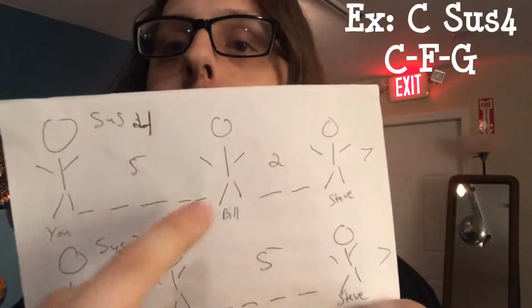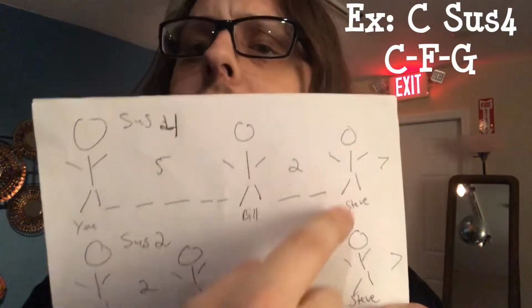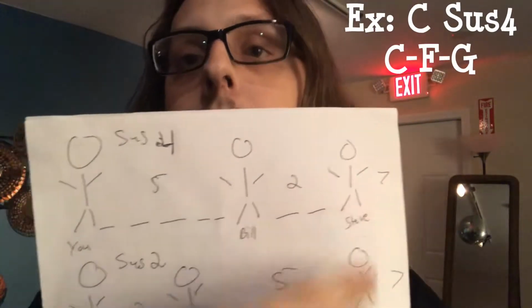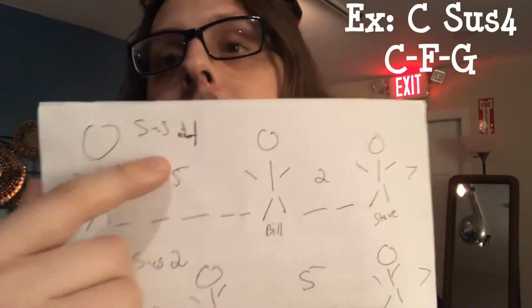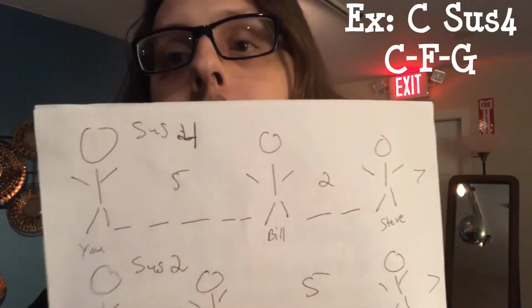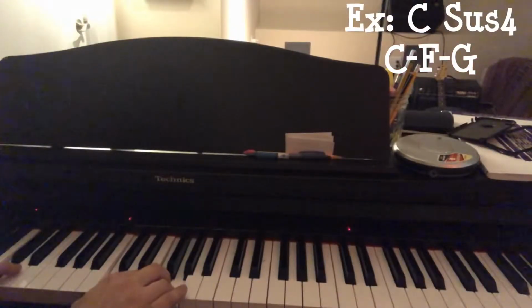If you're 5 steps away from Bill, who's 2 steps away from Steve, it's still a total of 7 steps, or a perfect fifth, and this is called a suspended 4 chord. The most common use of that chord is to go suspended 4 down to a major chord. For example, C suspended would be C, F, G, and then you go down to C major, C, E, G. You hear this type of motion in the song Free Fallin' by Tom Petty.